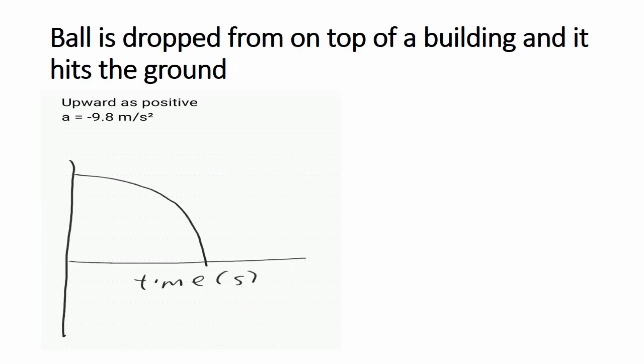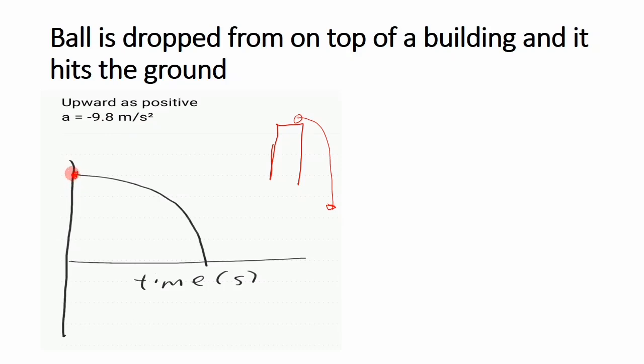Then let's look at another scenario. Let's say now the ball is dropped from on top of a building and it hits the ground. Again, if we take upward as positive, this ball is dropped. So if the ball is dropped from on top of a building, the trajectory is that it will go like that, right? So this is how you show it. You just show it in that graph.